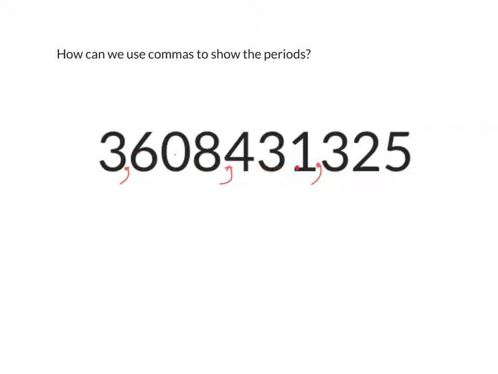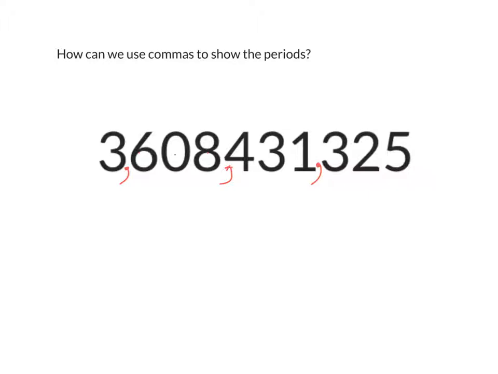What number do you see in the thousands period? Zara? 431. So we say 431,000. What number do we see in the ones period? Avani? Five. No, in the ones period. Not the ones place, the ones period.